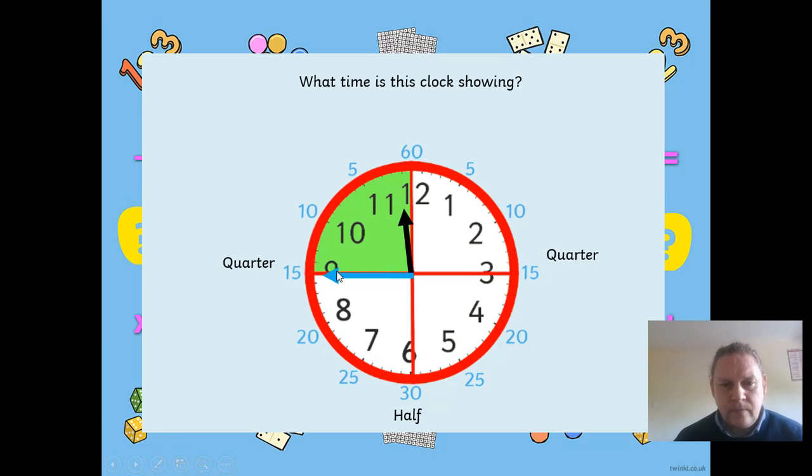Okay. Now, can you guess what we call this? If we call this quarter past on this side, what would we call it on this side? We call it quarter to. Okay, so when the big hand's on the 9, we're going to the monster. We've got a quarter of an hour to go, which is 15 minutes to go till we're at the monster. Okay, we call that quarter to.